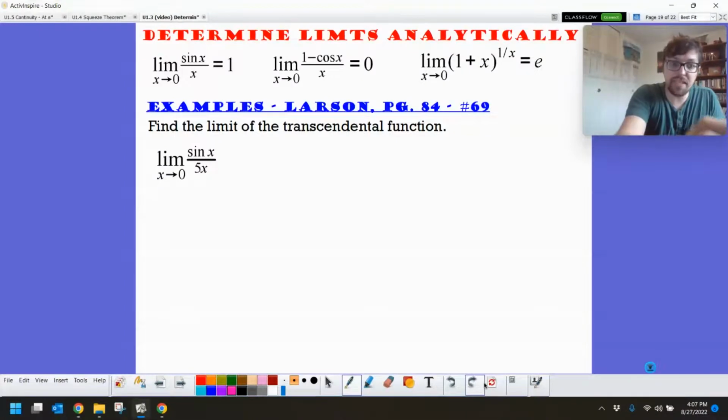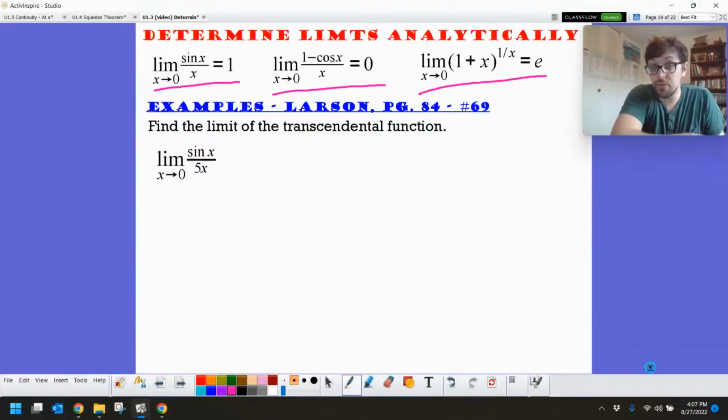Fortunately, we've been given some little tricks. These are true statements that we can use for now. We're going to learn later about where they come from. But for now, we're just going to assume these limits and have them in our back pockets in order to be able to evaluate some of these transcendental functions. So what I do have is this is really close to that one. However, it's got a 5 in there.